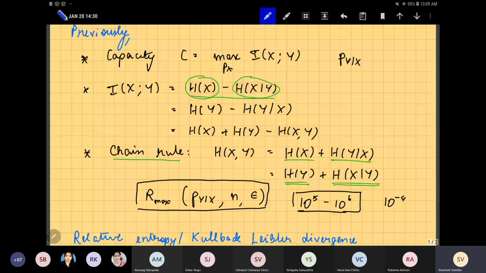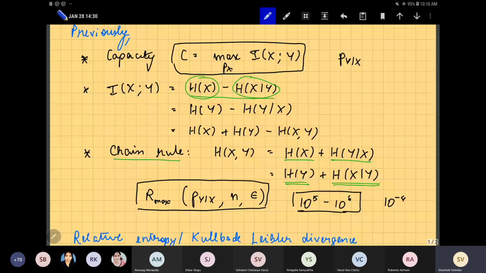Right? And one of the main reasons why people study limits like n tending to infinity and probability of error tending to 0 is because this is easier to analyze. It's easier to get a nice expression. We've seen that the maximum rate of communication is equal to I of X;Y, which is something clean and something that we can very easily analyze.